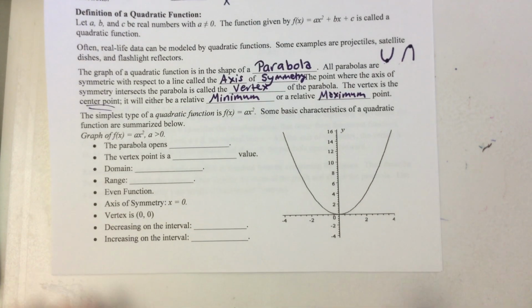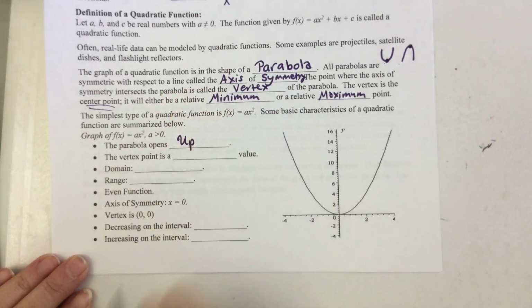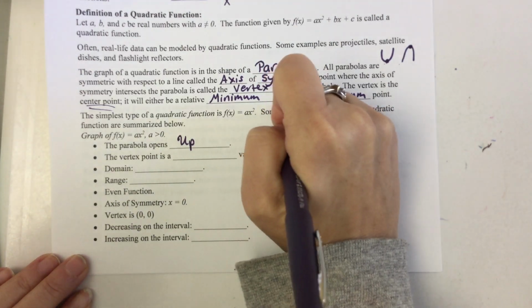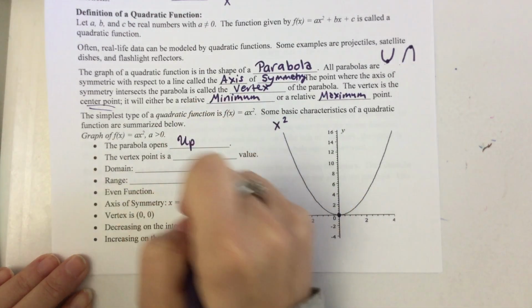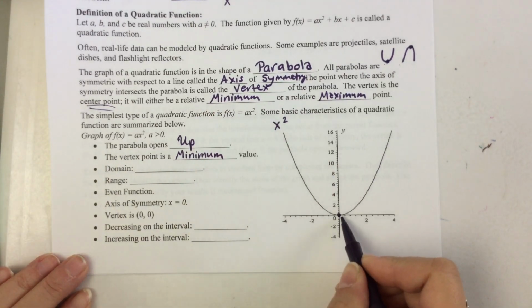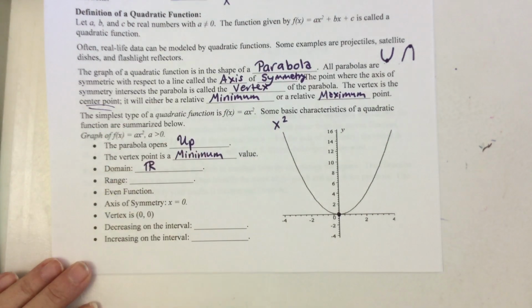Let's go ahead and look at the parent function. The simplest type of quadratic function is a times x squared. Here are some basic characteristics. Now, if a, the value out front, is greater than 0, your graph will open upwards. If I look at this graph right here, this is the parent function, just x squared. The vertex here, if it's opening upwards, is a minimum value because it is at the bottom of the graph.